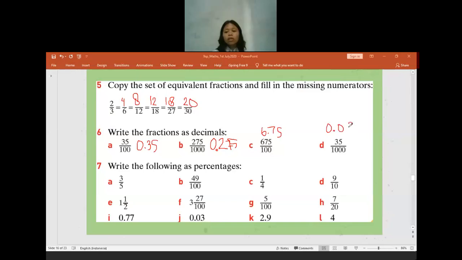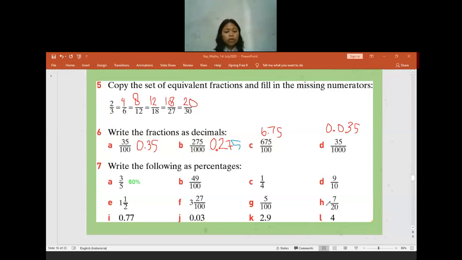It's not in your textbook. For those who are asking me, this is a question that I took from an IGCSE textbook from two years ago, and I think it's still good enough for me to discuss as a revision, for you to remember what you already learned about fractions and decimals. That's why I put it here. Later, I will share the PowerPoint with you. Two minutes left, teacher. Okay.